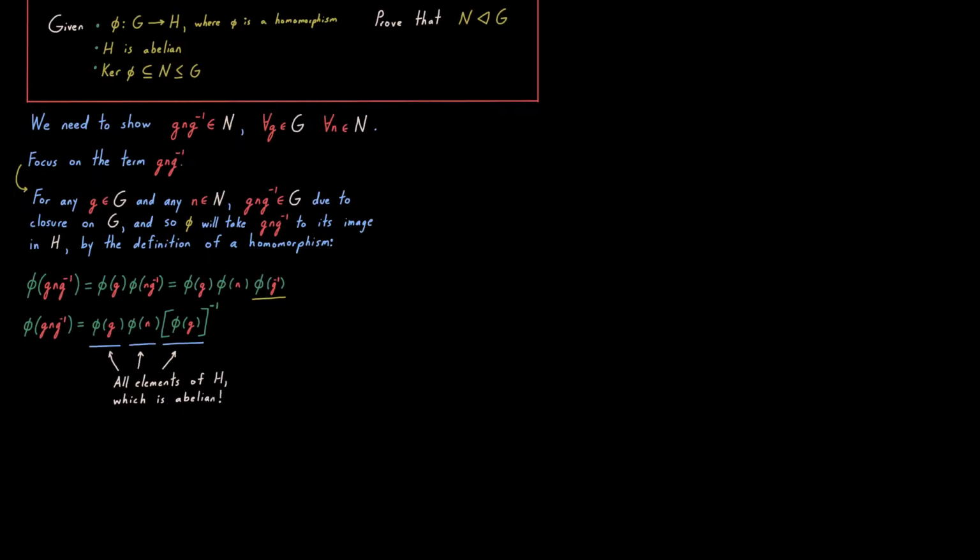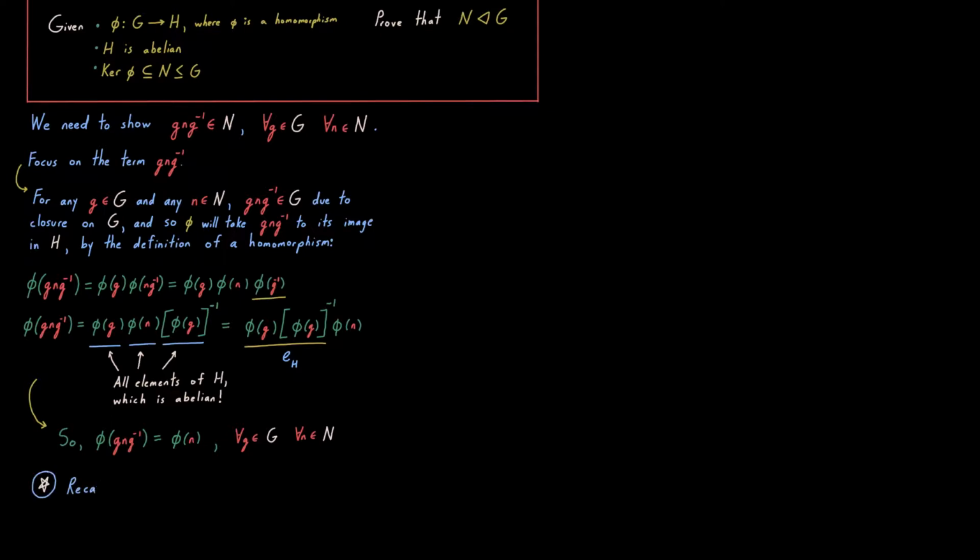And H is abelian, so first times second times third can be written as first times third times second. And the benefit of doing that is that first times third is precisely the identity element of H. So, in other words, for any choice of g and n, phi of g n g inverse will always be equal to phi of n.